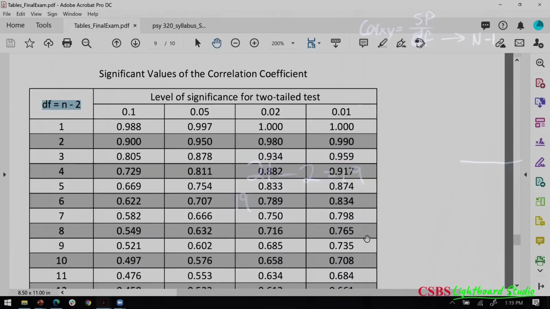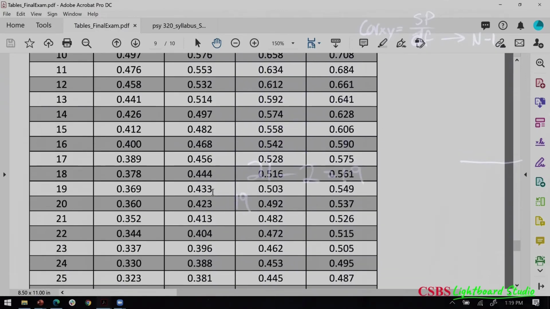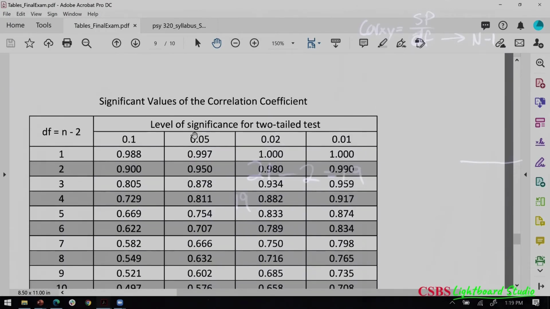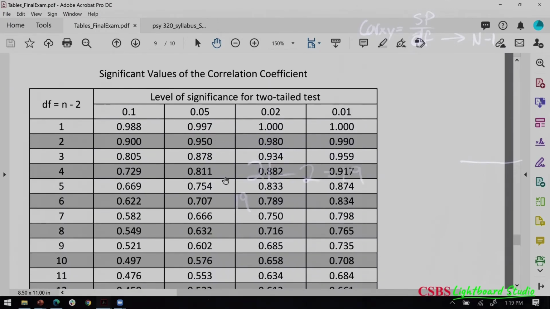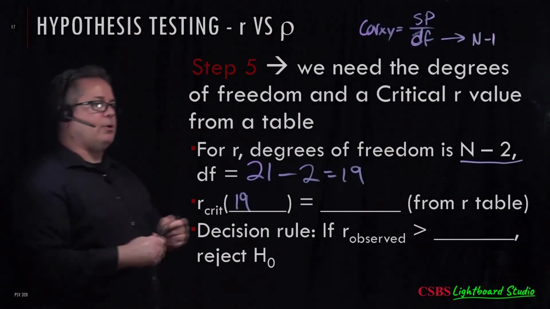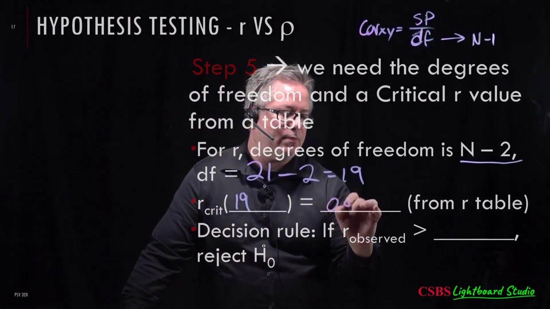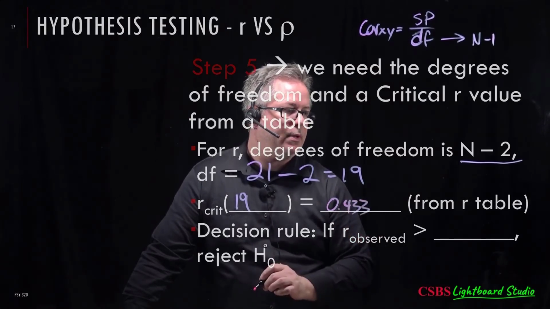Let's look at it a little bit more. Again, we want the two-tailed test. We want alpha equal to 0.05. So we scroll down to 19 degrees of freedom. Here, 0.433. Okay, 0.05. N minus 2 is 21 minus 2, which is 19. So 19 is our degrees of freedom, and we find the critical value is 0.433. So our r crit with 19 degrees of freedom is 0.433. That's from the table.